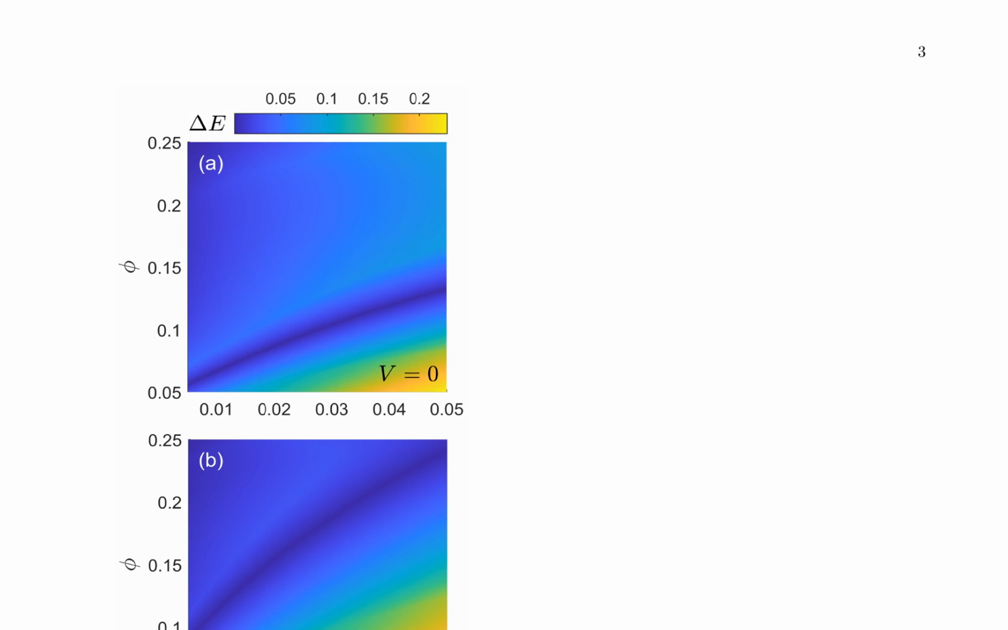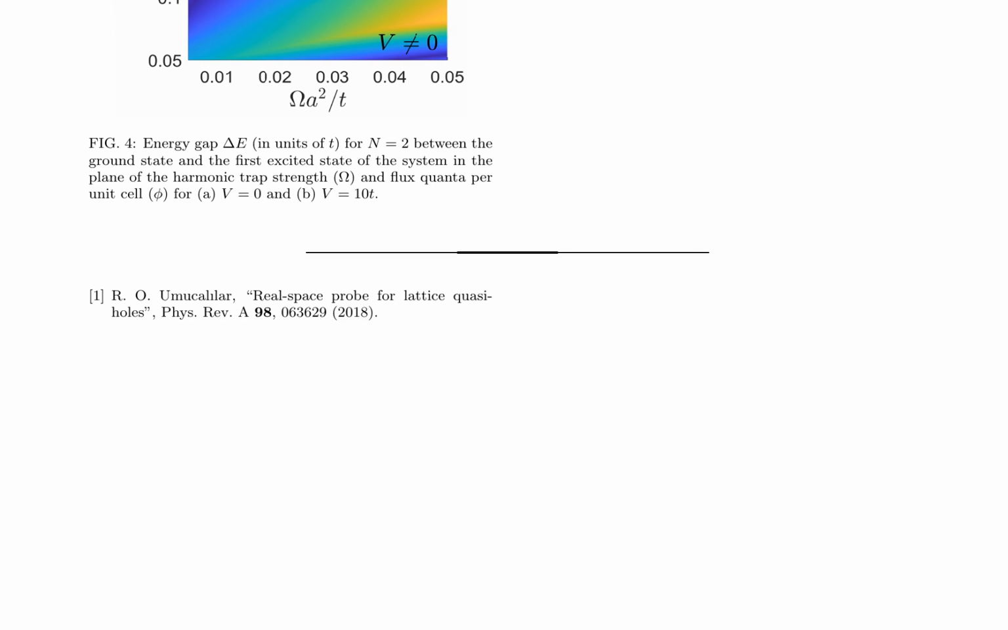The energy gap delta E is a key parameter in quantum systems, as it determines the stability and the transition rates between different states. In this case, the gap is measured in units of T, which is a parameter that represents the tunneling rate between neighboring sites in the lattice. The figure shows that the energy gap changes significantly with variations in both the harmonic trap strength and the flux quanta per unit cell. For V equals 0, the energy gap is relatively small and varies smoothly with omega and phi. However, when a potential of 10T is introduced, the energy gap increases substantially, indicating a more stable system.